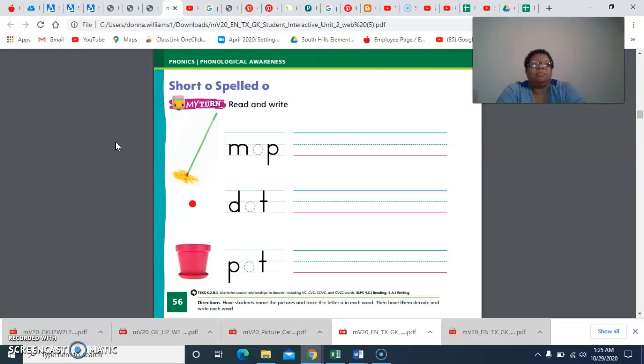Next word, top. T, ah, t, ah, top. Make sure you're writing your words nice and neat. Take your time, make them look nice. Next word, pot. P, ah, t.